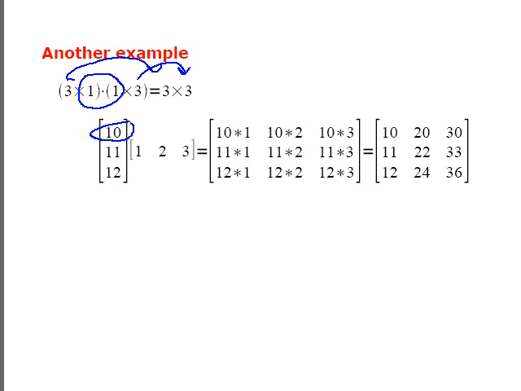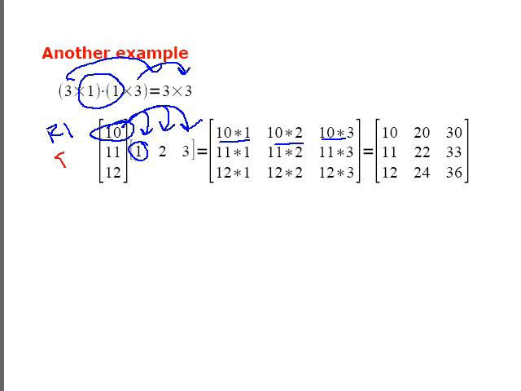So the first row has only one entry, 10. So I take it and I go against column 1 here. Column 1 has only one entry, 1, so that gives me my first number there, 10. Then I take row 1 and go against column 2. That would be 10 times 2. Then I take the 10 and go against column 3, which is 10 times 3, and that gives me my first row, and I'm done with that one.